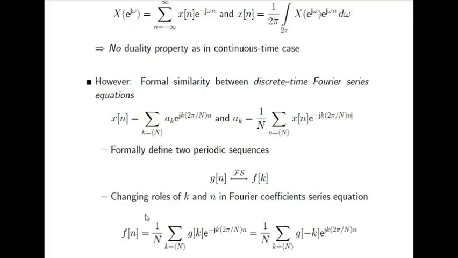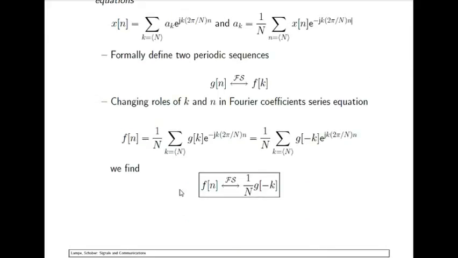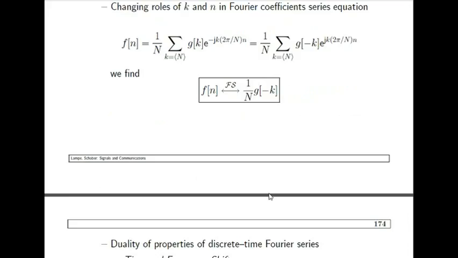If I change the roles of k and n in the Fourier series coefficient equations, then f of n will be 1 upon N. x of n will be replaced by g of k e to the power minus j k 2 pi by capital N into small n, which will be equal to 1 upon N summation g of minus k e to the power j k 2 pi by capital N into small n. So we find that f of n, its Fourier series representation is 1 upon N g of minus k.